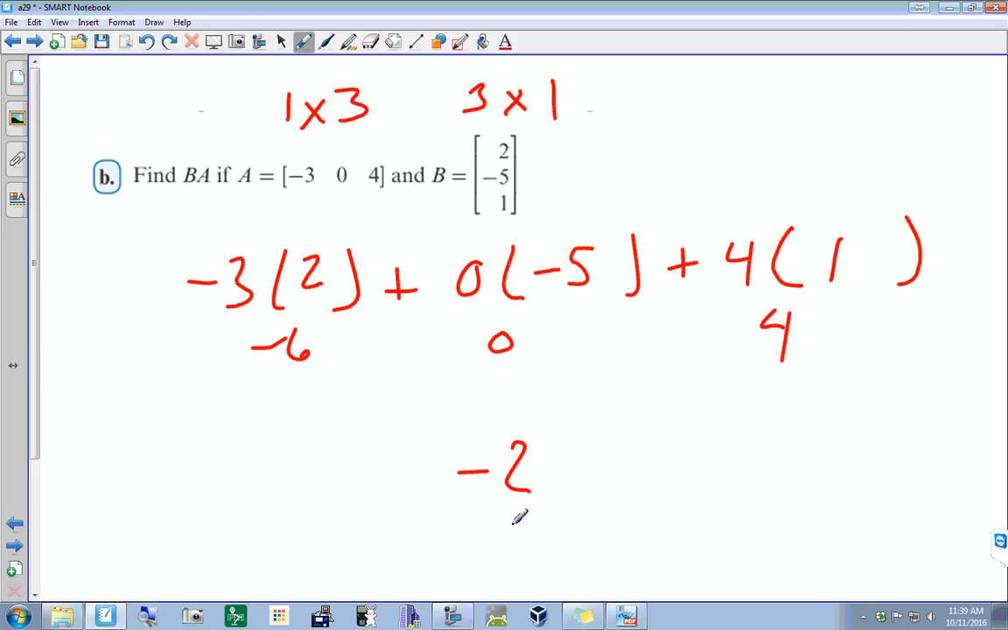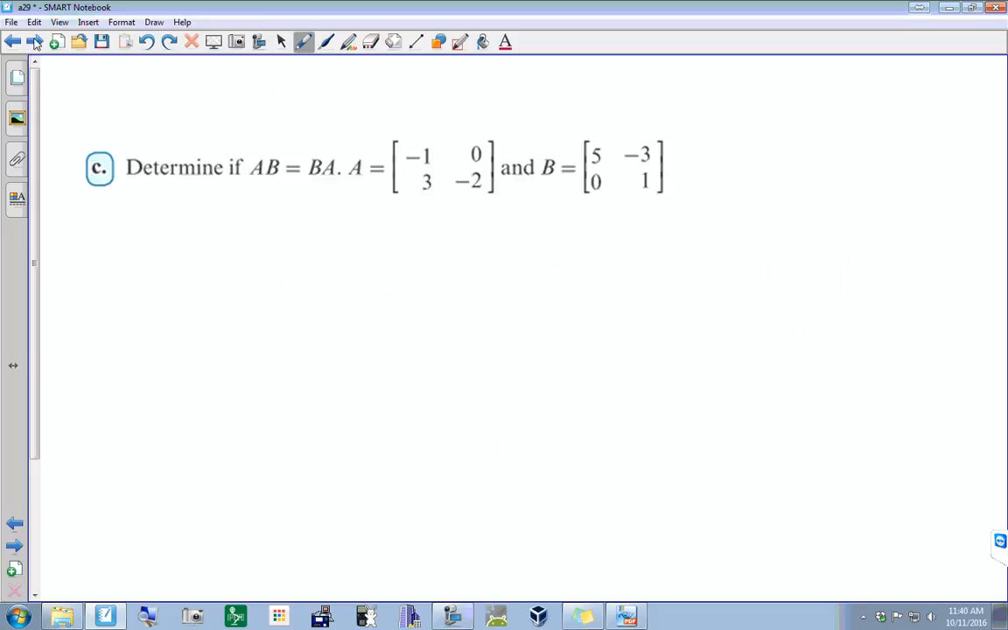Do I have to put the matrix brackets around it? Absolutely. Otherwise, this is not a matrix. That's it. It looks flat out ugly. I understand. It's a lot of writing. But the math behind it is not that complicated. Just take your time with it and go.